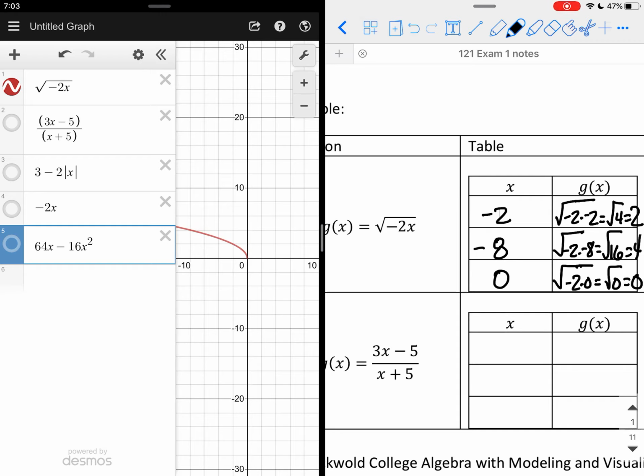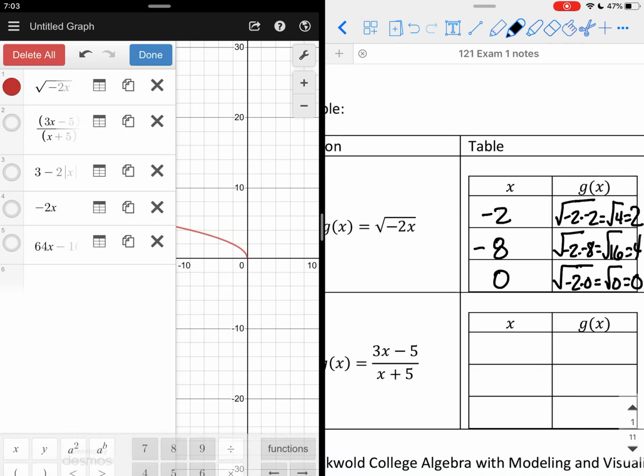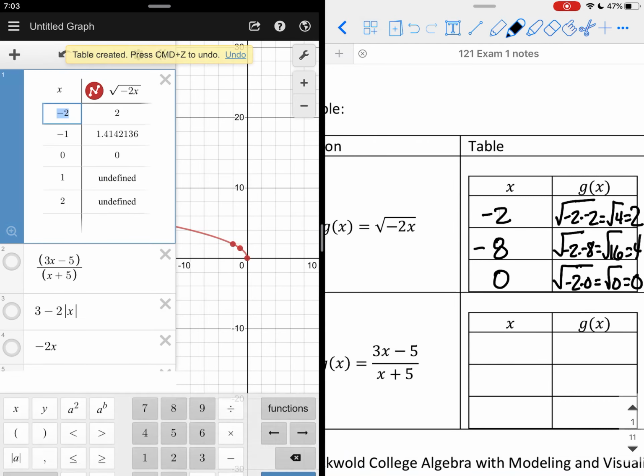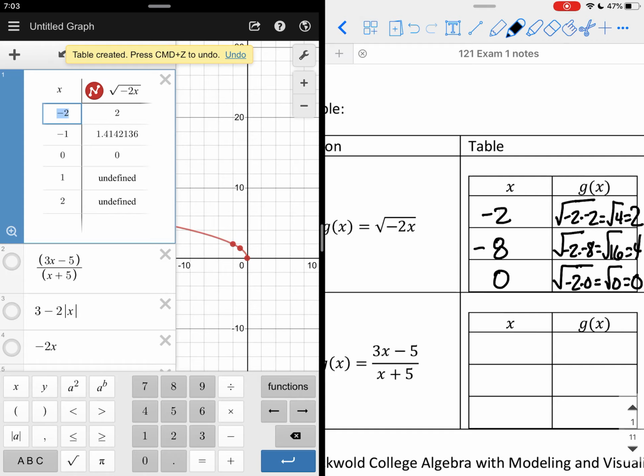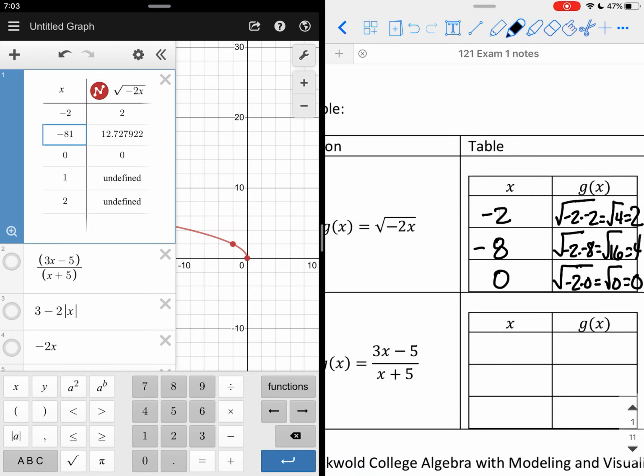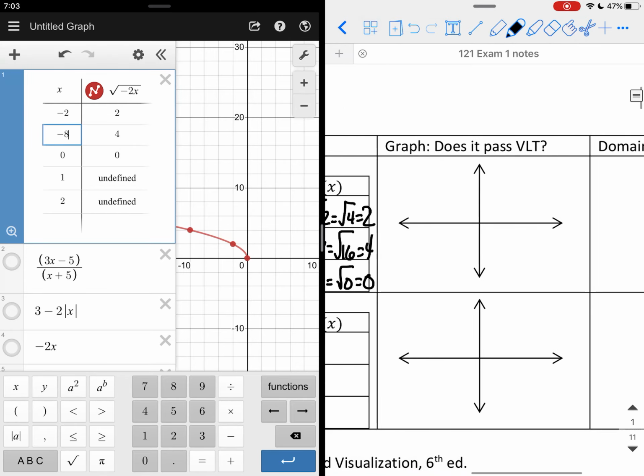Now, I can also do here a table for it. And I'm going to press on it. And I can actually just check my answer. So for negative 2, it's definitely 2. For 0, it's 0. And I'm missing negative 8. So I can go in here and put negative 8. And I definitely get 4. And if I were to graph it, I get a graph that looks something like this. And this is an important point. 0, 0.